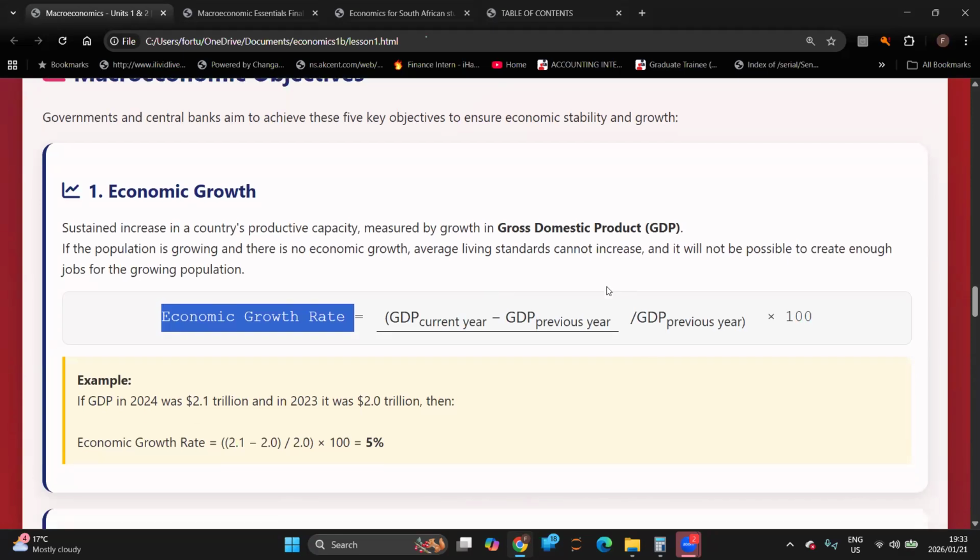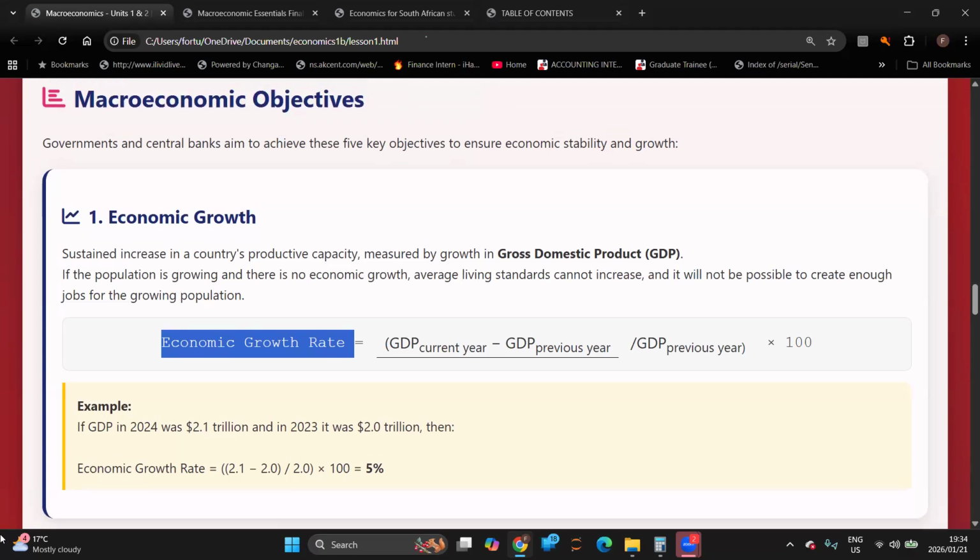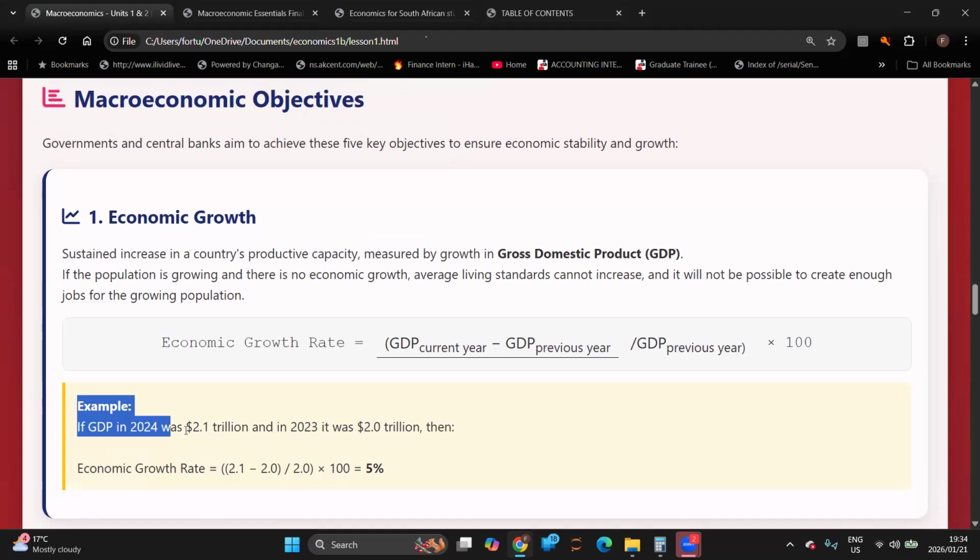Okay, so as a result of that, you need to have the growth in the economy, and we said that it is calculated as the current year's GDP minus the previous year's GDP, divided by the previous year's GDP, times 100. So suppose you're given a scenario where GDP in 2024 was 2.1 trillion, and in 2023 it was 2.4 trillion, then the economic growth rate is... I was supposed to hide these figures here, but anyway, you can see them.